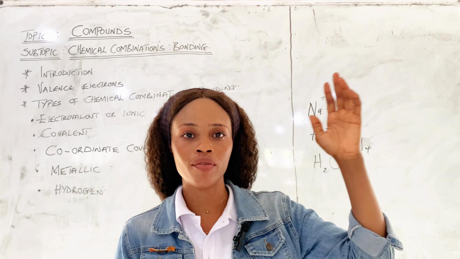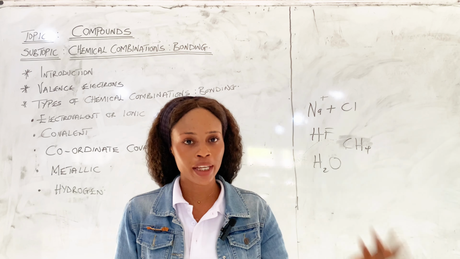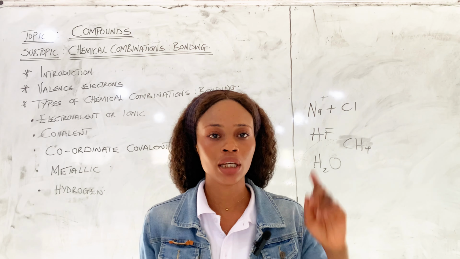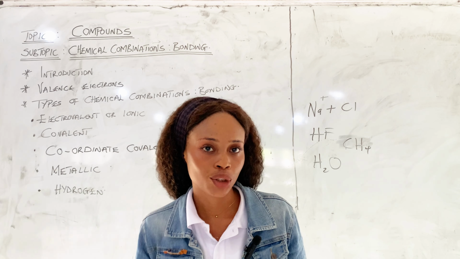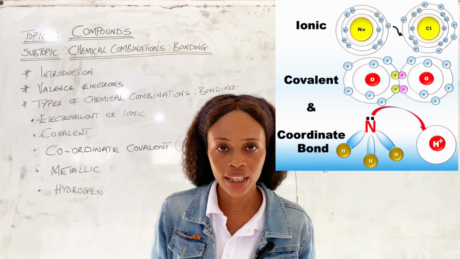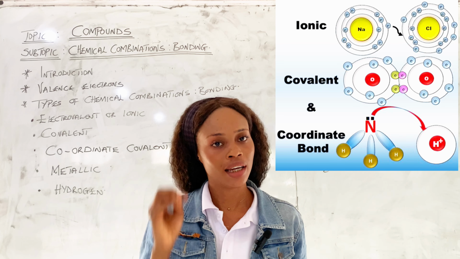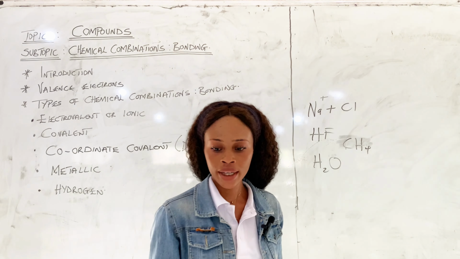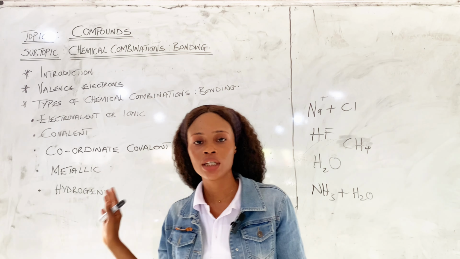So for coordinate covalent bonding, only one element is sharing electrons. We have a lone pair of electrons, and one element carries the lone pair. The lone pair is the unshared pair, and the other element carries the valence electron. So it exists between the element carrying the lone pair and the one carrying the valence electron. So like I said, the difference between covalent and coordinate covalent is that in coordinate covalent, only one atom is sharing the electron. An example of this is the one you have between ammonia and water. So that is for coordinate covalent bonding.